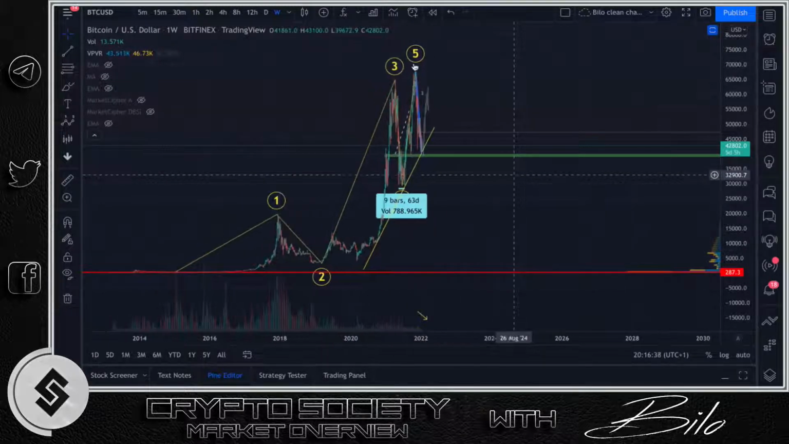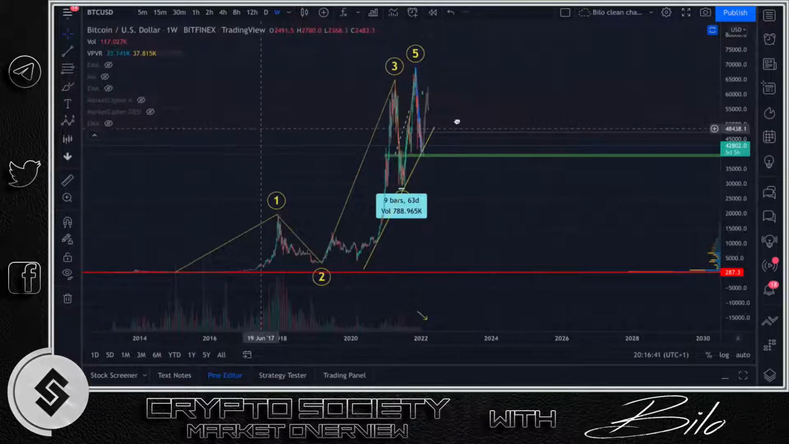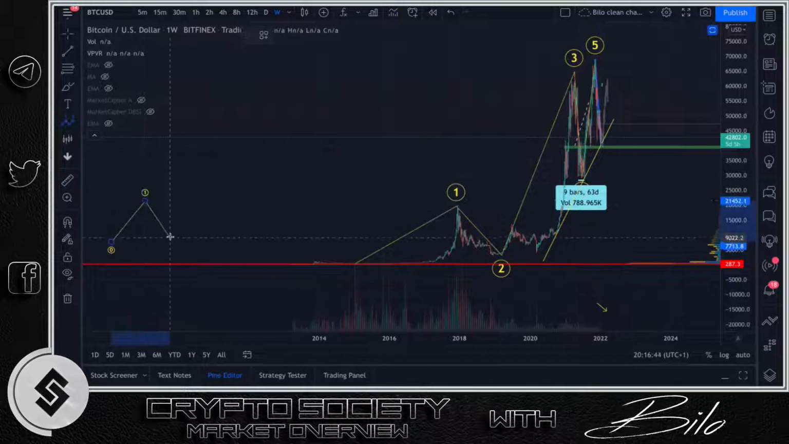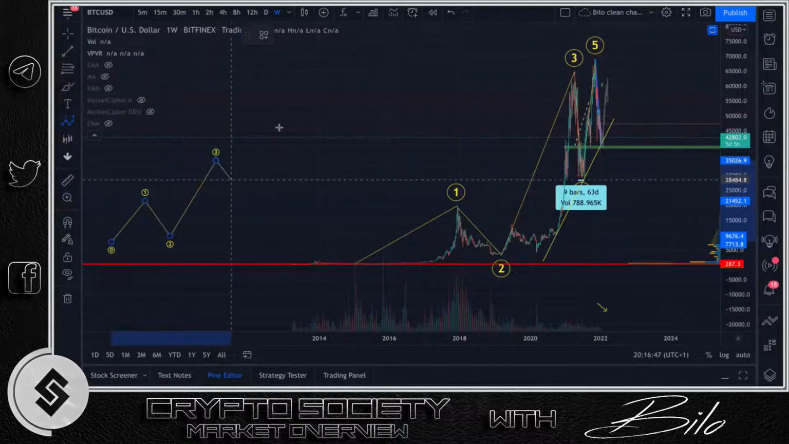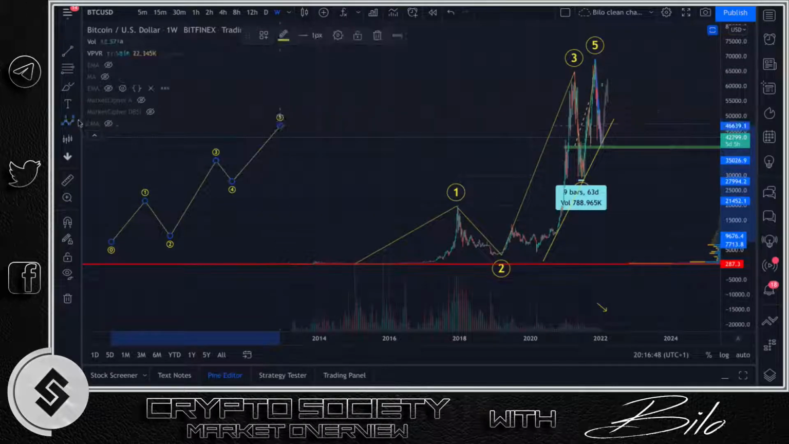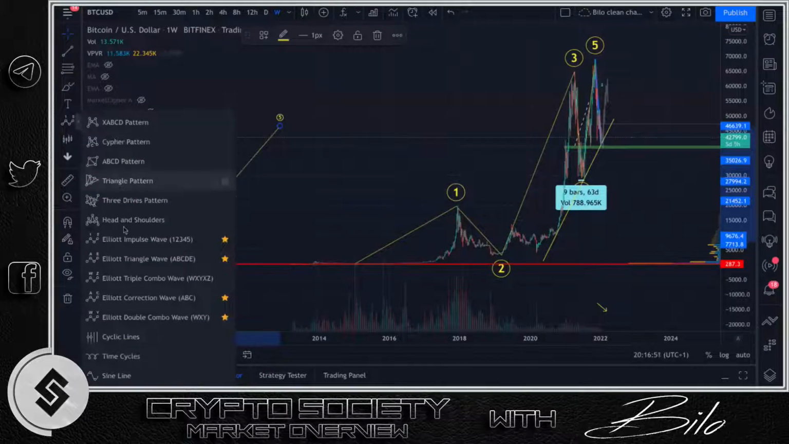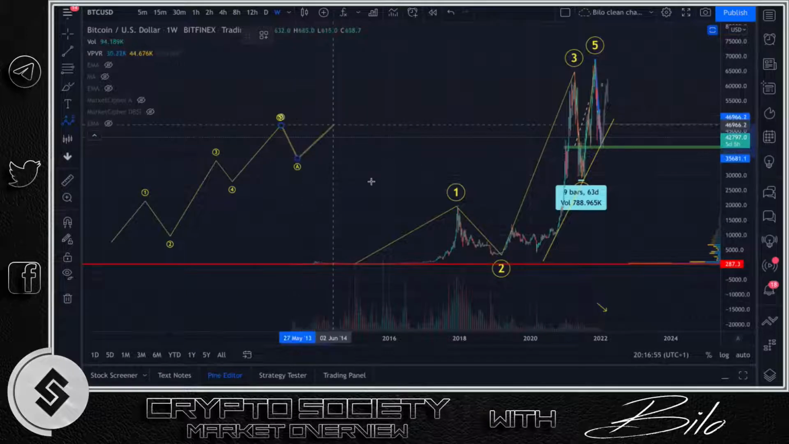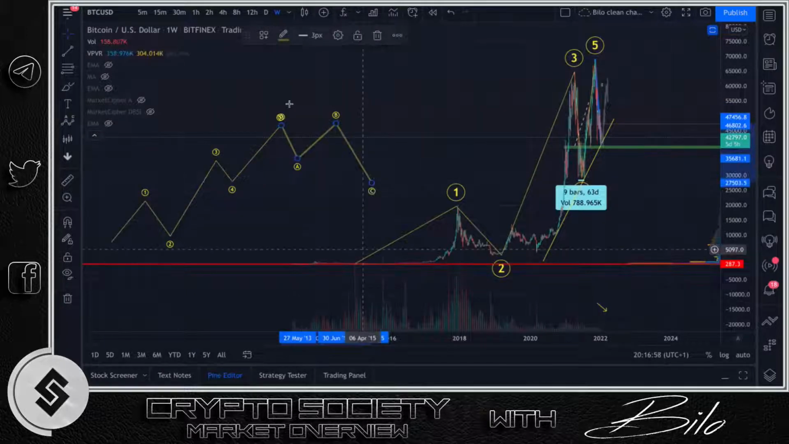So this is the macro overview. For those that don't know, guys, this is what an Elliott wave looks like. It's a structure that looks like this: 1, 2, 3, 4, 5, and then it's followed by a correction, which in its simplest form is an ABC. And that's what a typical cycle looks like.